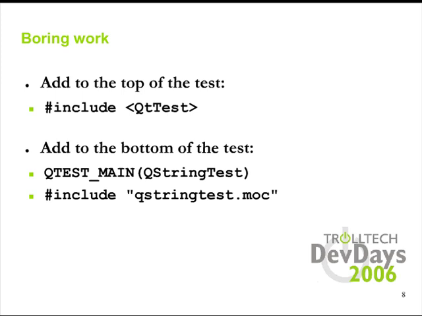Then we have to do a tiny little bit of boring work. Of course, we have to include the QTest header to get the macros and the functionality. And at the bottom of the test, we write QTEST_MAIN and give it the name of a class. Our class was QStringTest, so I just write QStringTest here. That's it. I compile it, and I get a standalone executable.